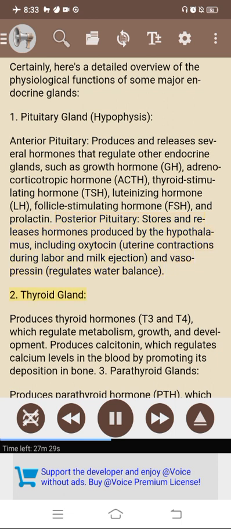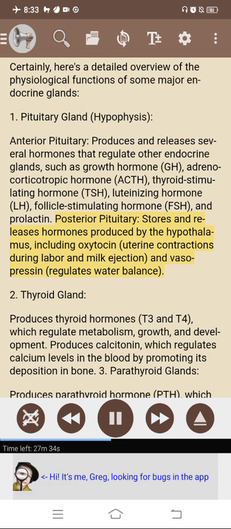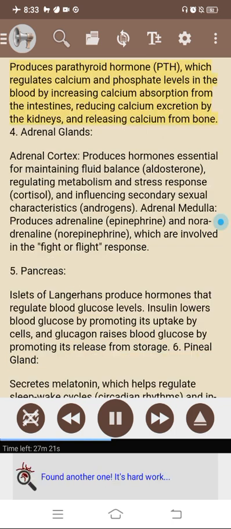vasopressin, which regulates water balance. 2. Thyroid gland produces thyroid hormones T3 and T4, which regulate metabolism, growth, and development. It also produces calcitonin, which regulates calcium levels in the blood by promoting its deposition in bone. 3. Parathyroid glands produce parathyroid hormone (PTH), which regulates calcium and phosphate levels in the blood by increasing calcium absorption from the intestines, reducing calcium excretion by the kidneys, and releasing calcium from bone.